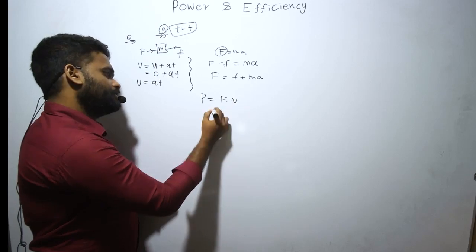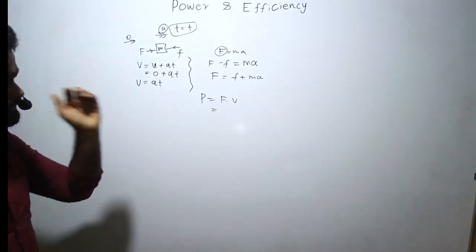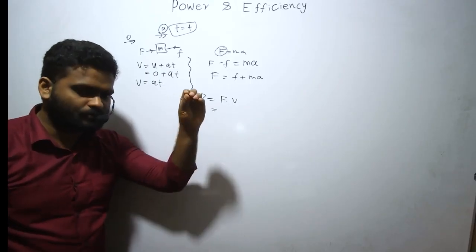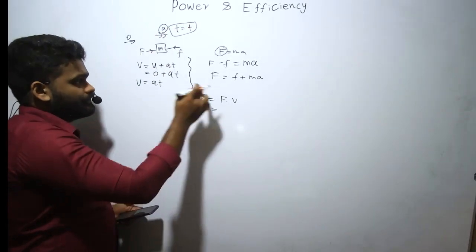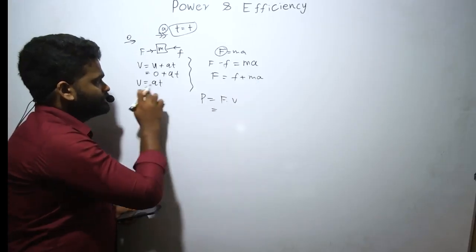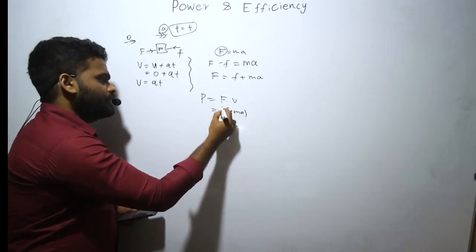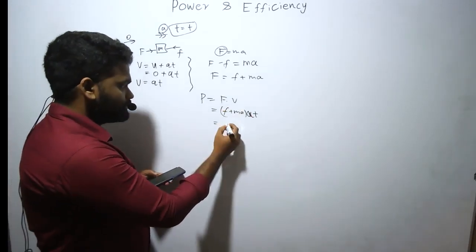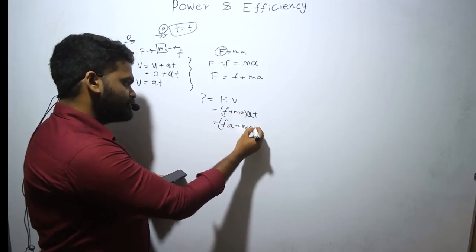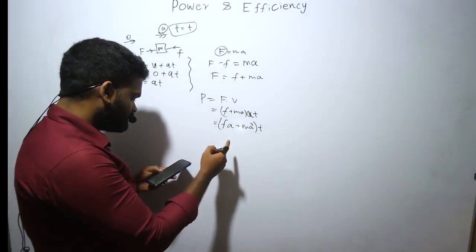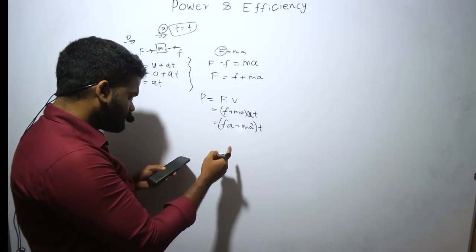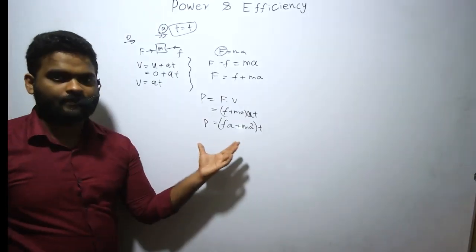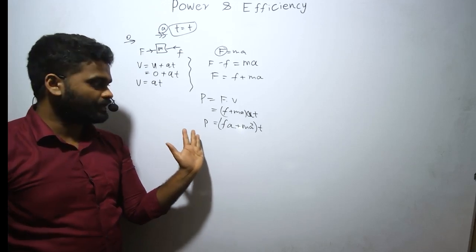Then you can apply this equation to find the power. You are applying it for a moment, because this is not a constant velocity. The moment is when the time is t. So the force is f plus ma, and the velocity is at. To get the answer, you keep t out and put a into the brackets, so this becomes f plus ma squared times t. So the answer should be the third one. This is the power required.